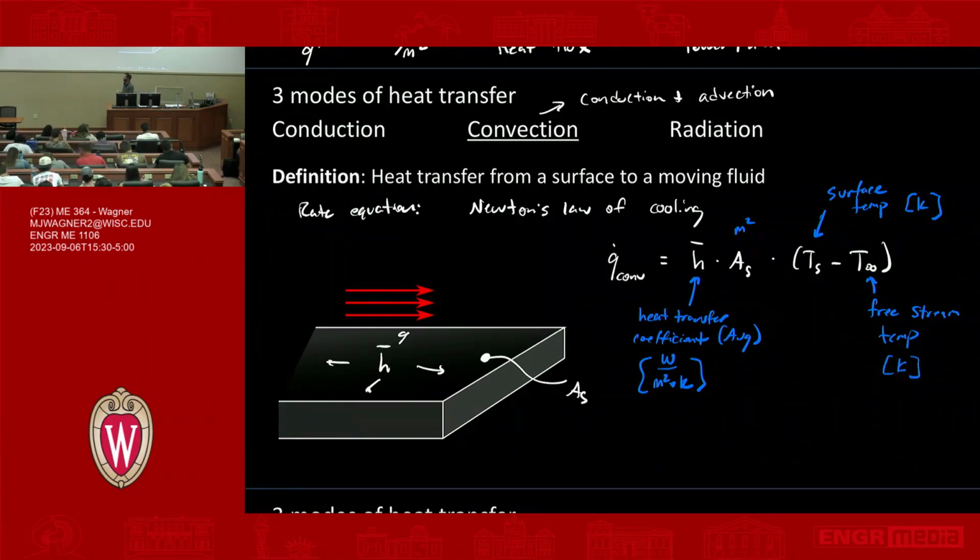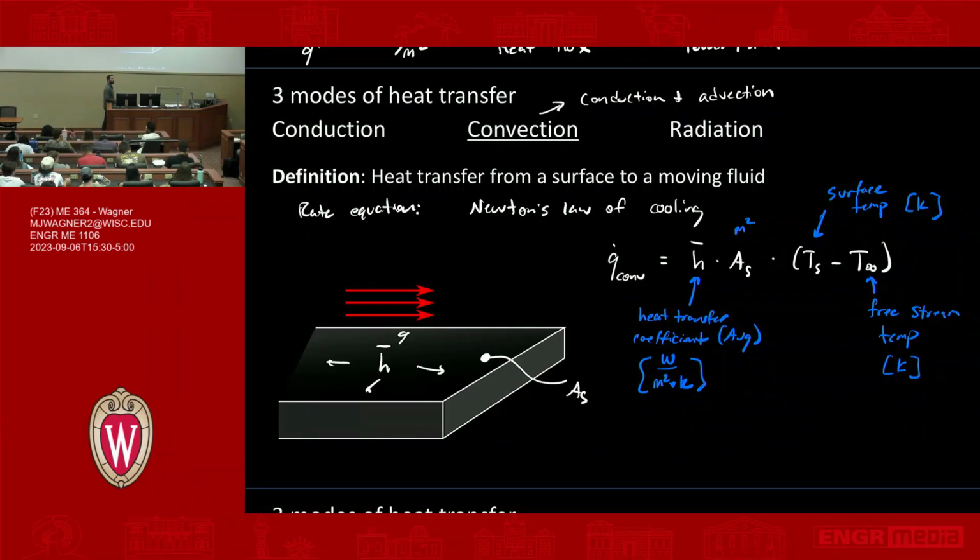All right, so you kind of stare at this, it makes sense. You're predicting a rate of heat transfer. You have a heat transfer coefficient that gives you units of watts per meter squared Kelvin. Multiply that by an area, the meter squared goes away. Multiply that by a temperature difference, and you get watts. Right, so it's pretty straightforward.